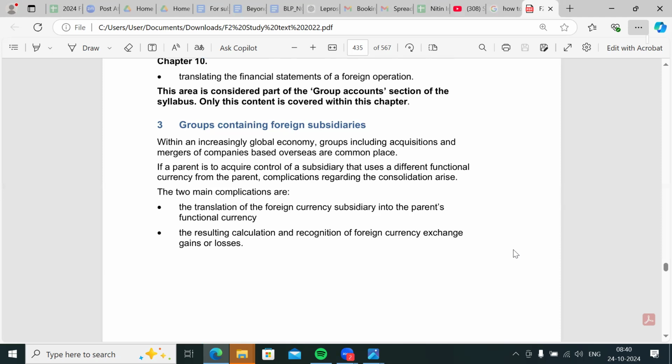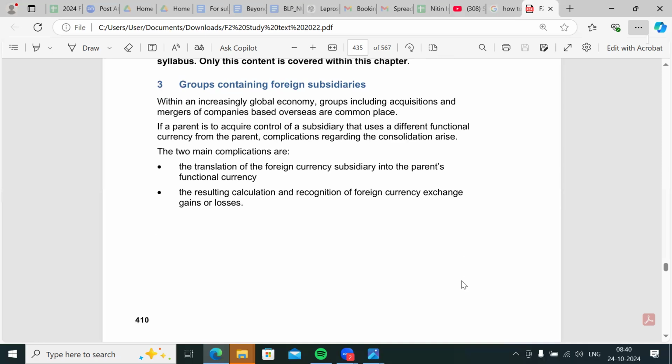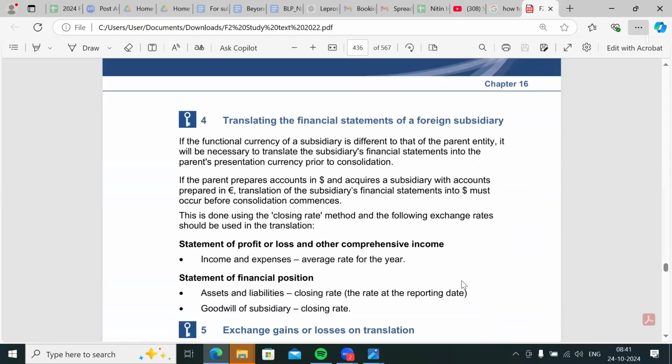If a parent is to acquire control of a subsidiary that uses a different functional currency from the parent, complications regarding the consolidation arise. The two main complications are translation of the foreign currency subsidiary into the parent's functional currency, and then the resulting calculation, just now I showed you, and the recognition of foreign exchange gains or loss. I demonstrated both to you. So those are the 2 points you must remember for any note writing.